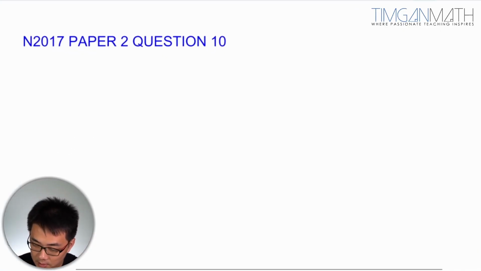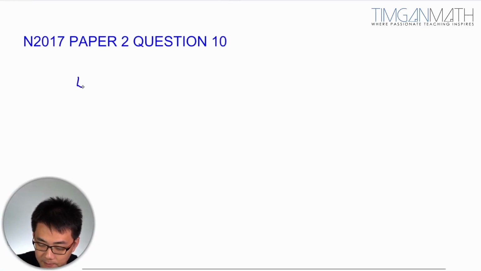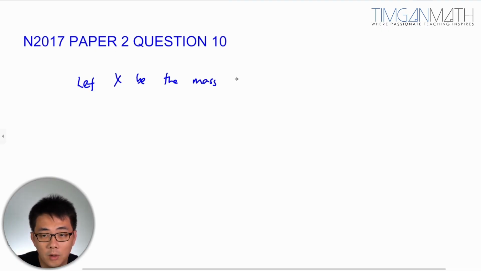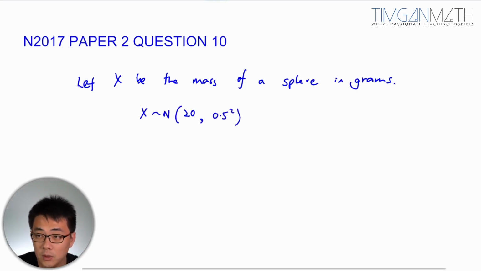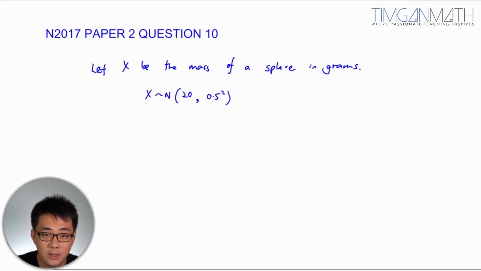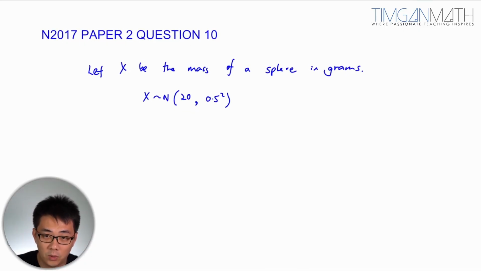In this case, I'm going to let X be the mass of a sphere in grams. So this will be X, normally distributed with mean 20 and a variance of 0.5 squared. I think that's pretty okay. Then find the probability that the mass of a randomly selected sphere is more than 20.2 grams.